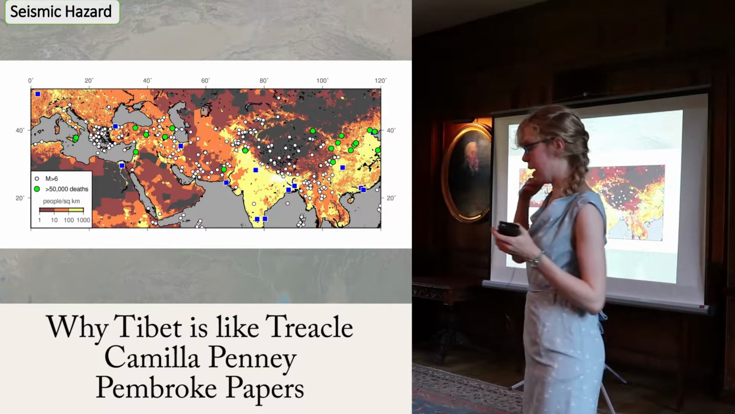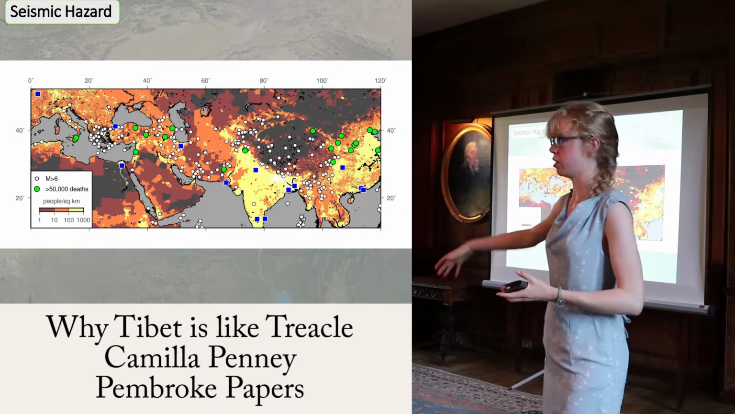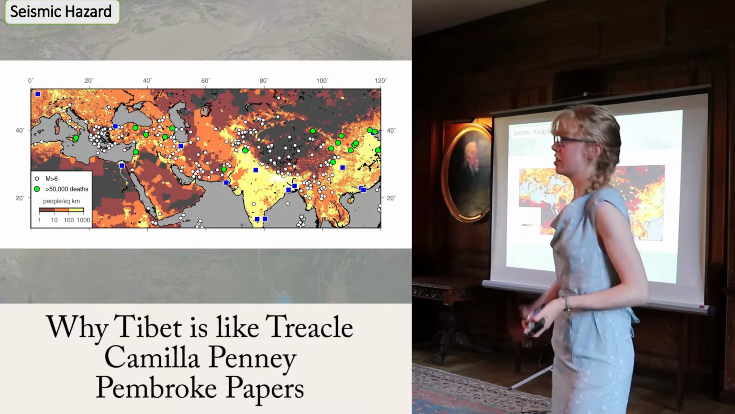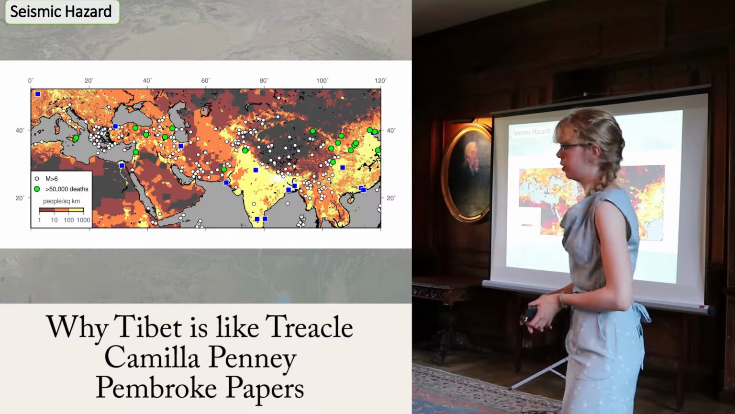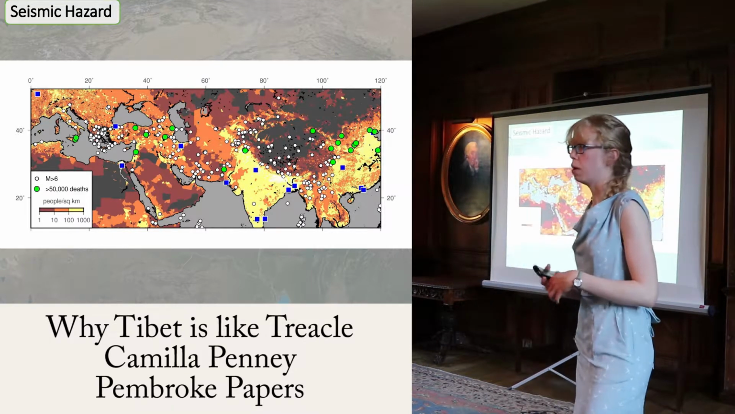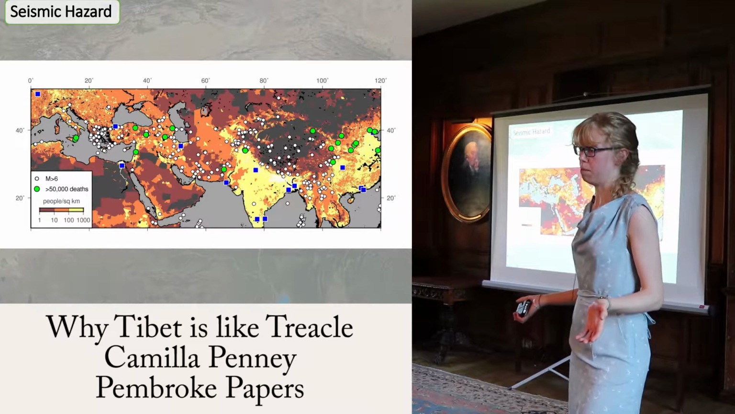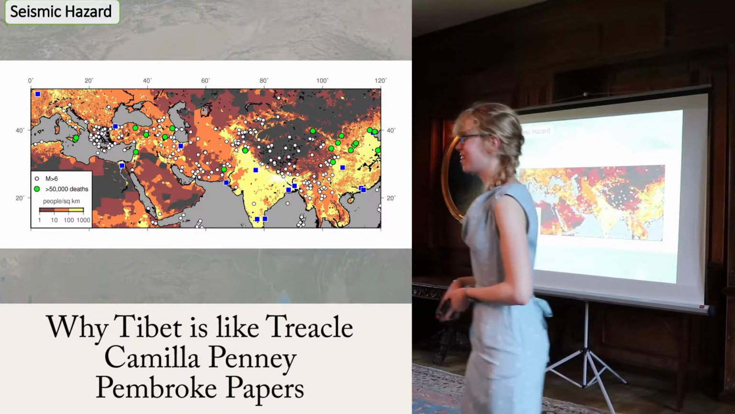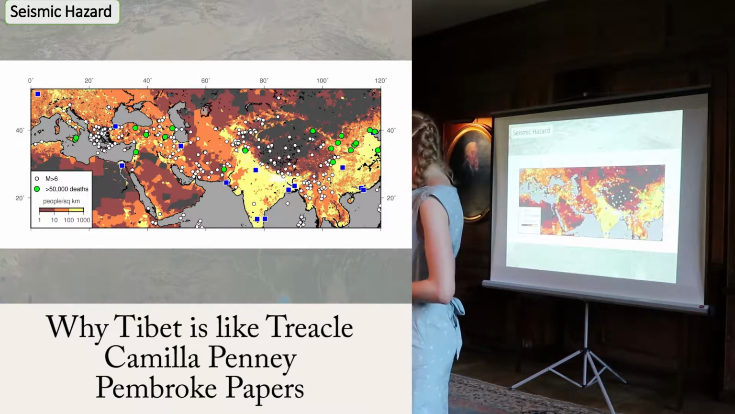So once we have this idea of distributed deformation, so we could have earthquakes anywhere, and we also have high population, this is clearly a big problem. And one of the questions in this field is, when will we have an earthquake that kills over 1 million people? We would rather that didn't happen, obviously, so understanding what's going on is important.